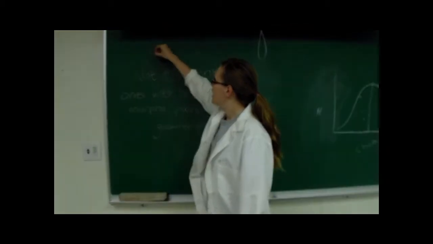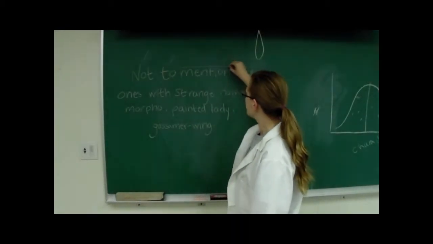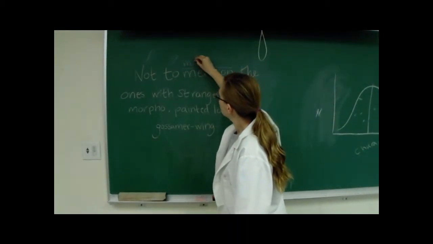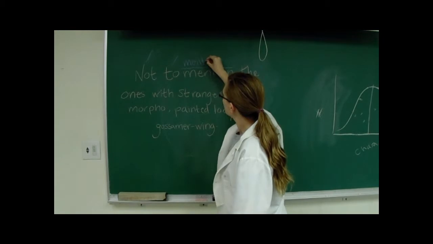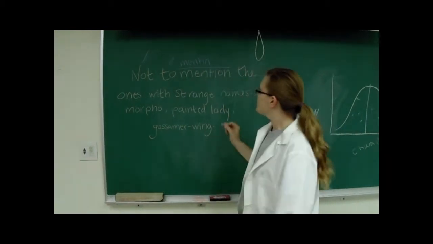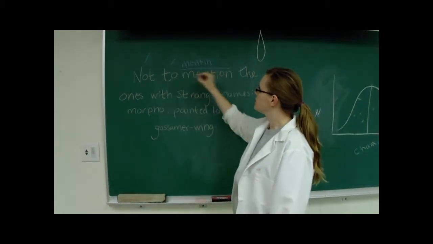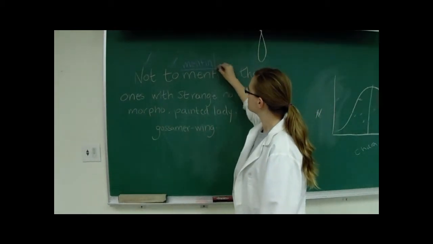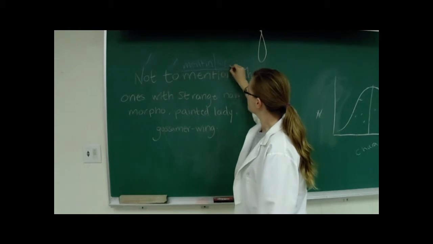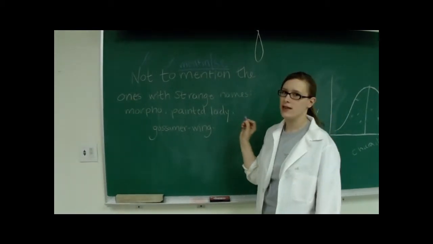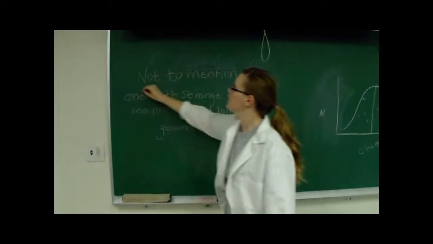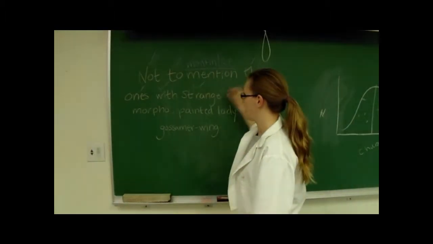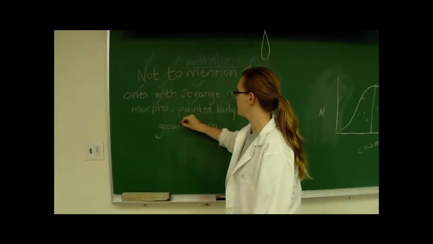So the student said not to mention. So we write the incorrect word at the top. But the student went back. Not to mention the ones with strange names. The student self-corrected and said the word correctly. The ones with strange names. Morpho, painted lady, gossamer wing.